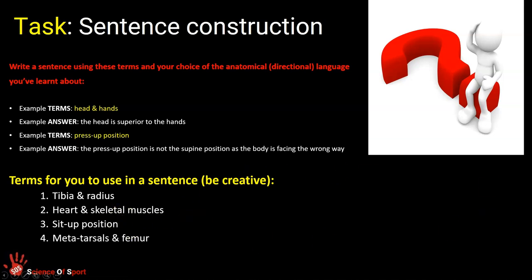Skeletal muscles basically are any of your main muscles on the sort of top of your skeleton, so your biceps, triceps, quadriceps, etc. So you've got to make up sentences that include those two, that one, and those two.